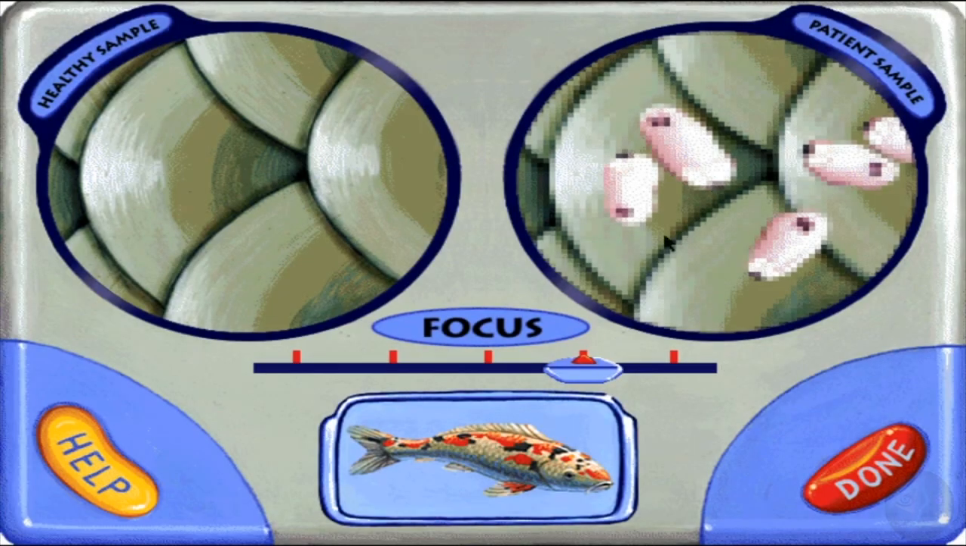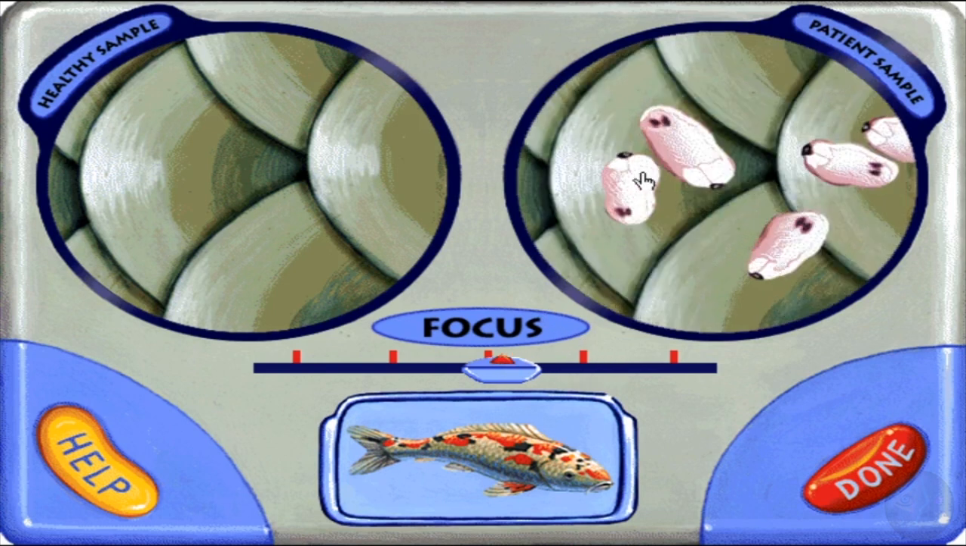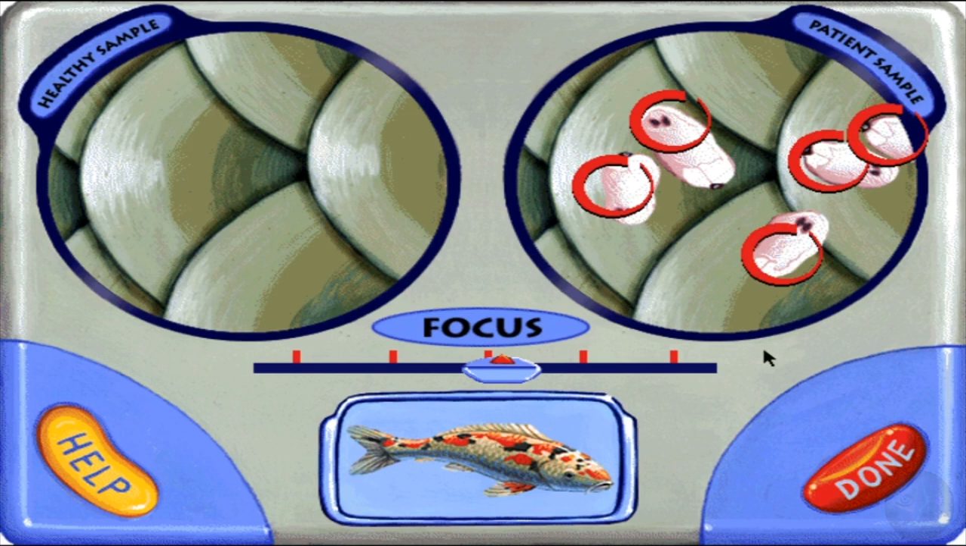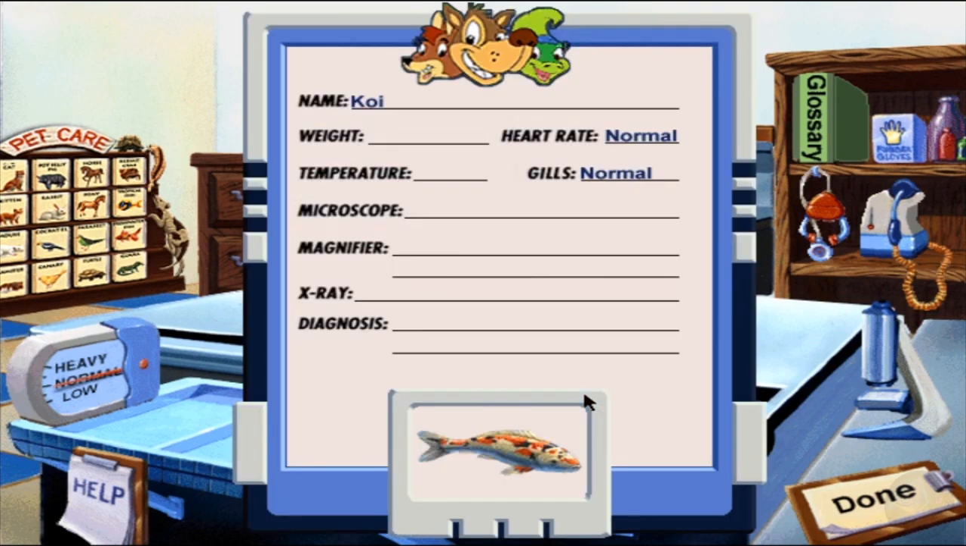Take a look at these koi skin scrape samples. A parasite. Go ahead and circle the others. This skin scrape sample reveals parasites. Good job pointing them out. Sample reveals parasites.